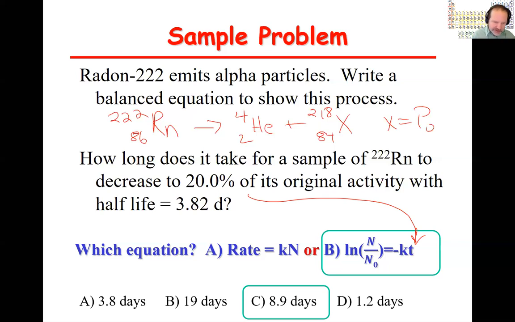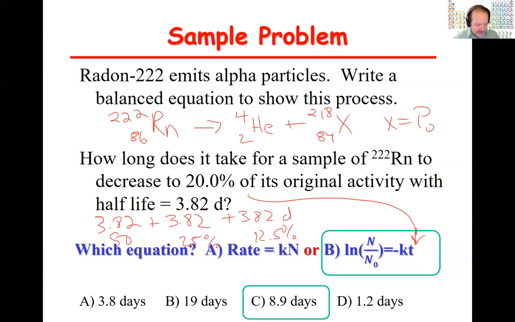So 20% of its original activity. If we did one half-life, which is 3.82 days, that gets down to 50%. If we add another 3.82, this would get us down to 25%, because that's half of the half. So now we're looking at about 7.6 days. And if we go to another half-life of 3.82 days, that's going to get us to about 11 days, but that also gets us to 12.5%. So that's too far. So the best answer is going to be somewhere around 8 days or so, just by thinking it through.